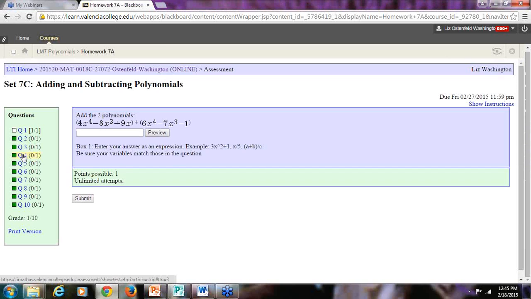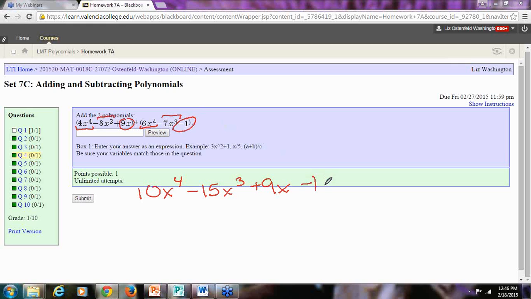I'm just going to kind of skip around a little. This is the same thing. They're trying to make me think there is more to do here, but really there is nothing to distribute, so there's no need for those parentheses. I'm just going to look for like terms. I got x to the 4th, x to the 4th. That gives me a 10x to the 4th. I have negative 8 cubed, negative 7 cubed, which gives me a negative 15x cubed. 9x doesn't have any other term to combine with, so I'm just going to bring it down. And neither does this negative 1. I'm just going to bring it down.